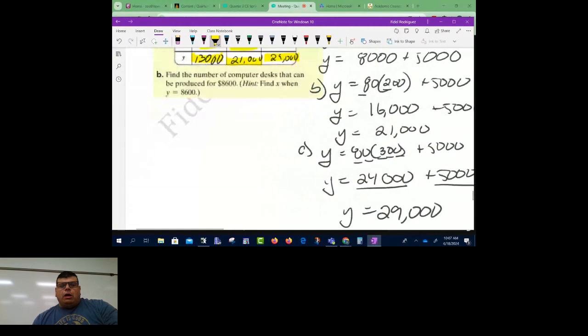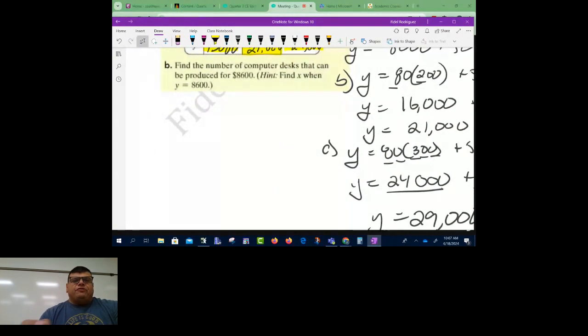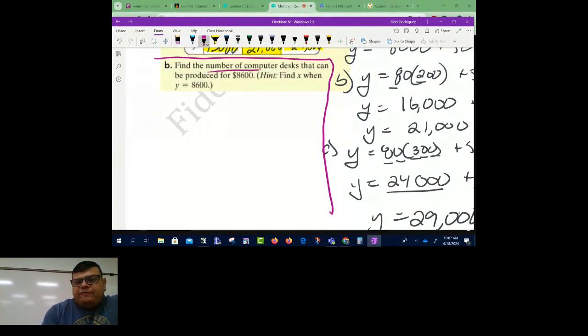Now, y'all, I'm going to look at part B. I know there's another part B, but this part B right here. So it says find the number of computer desks that can be produced for $8,600. So look, y'all, we're looking for the number of desks. And they're telling me that we have $8,600 to spend. And look what it says right here. They gave us a hint. Find X when Y equals 8,600.